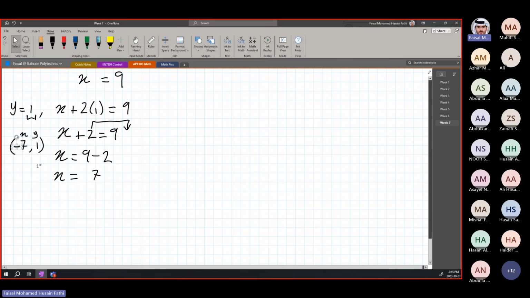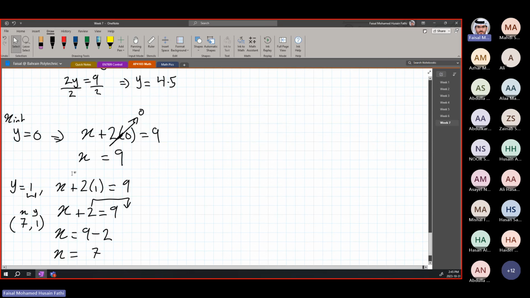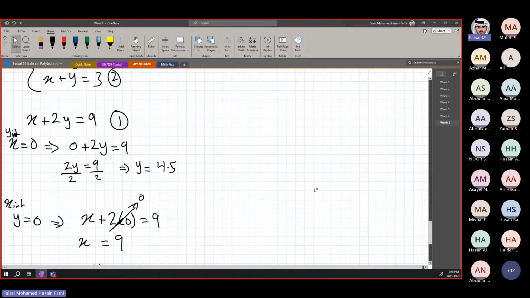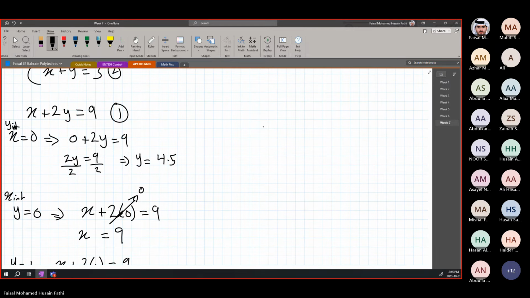The point here is 7, 1. The idea of what I did here is just to get an extra point if you don't like dealing with decimals. That's the only idea. So now to plot this, the first line.